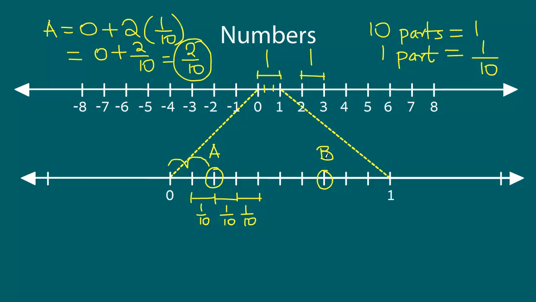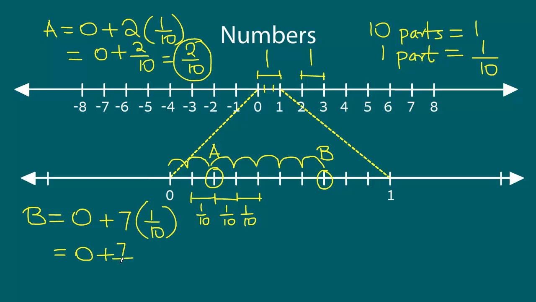Let's check out point B. So how do we find out point B? To get to point B, we again have to start at 0, right? 0. And this is how many parts away? So 1, 2, 3, 4, 5, 6, 7 parts away. So 0 plus 7 of 1 over 10 parts away, or simply 0 plus 7 by 10, or 7 by 10. So we have found out another point which looks like 7 over 10.